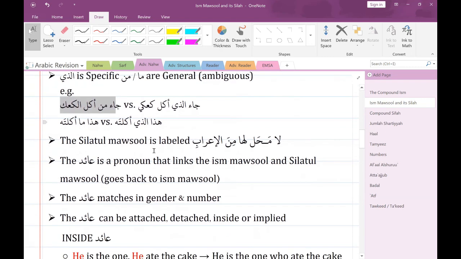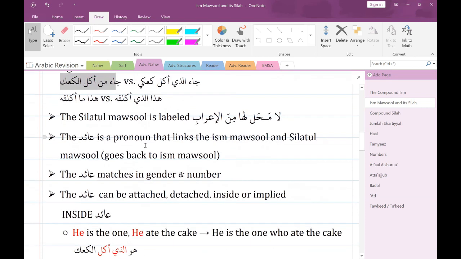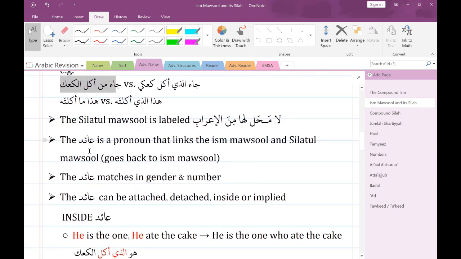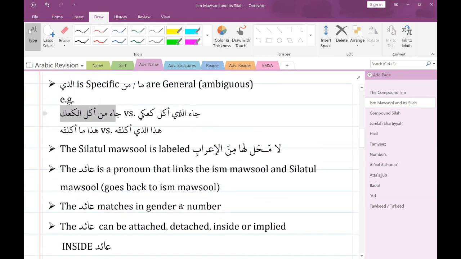Then you have the a'id, a pronoun that links the Ism Mawsool and Silatul Mawsool. The a'id is an important concept to learn in Ism Mawsool and Silatul Mawsool, because when you have, for example, alladhi. Let's take the second example. Alladhi akaltahu. Okay, so you have the hu at the end, and the a'id is a pronoun that comes back to tell you that we are talking about alladhi. So this hu is referring back to alladhi. So it's connecting the Ism Mawsool to the Silatul Mawsool. Okay, so it's putting everything together. It's like glue. The a'id is like glue. The glue that glues the Ism Mawsool to the Silatul Mawsool.